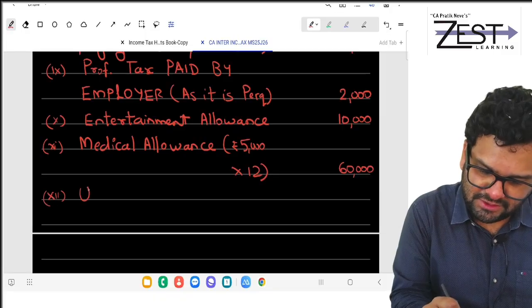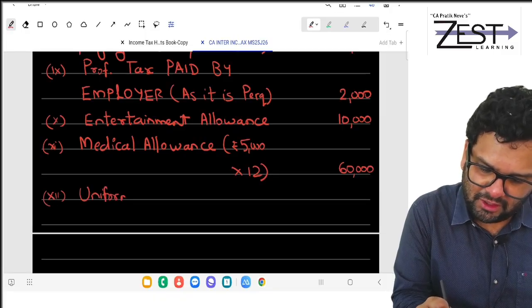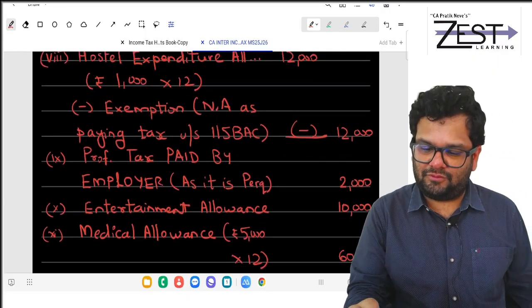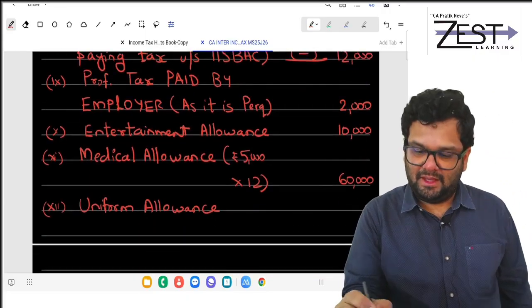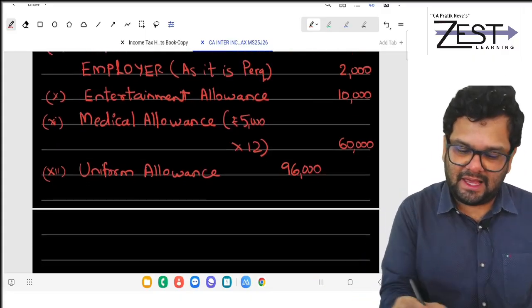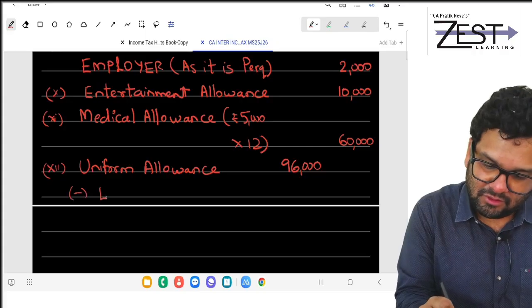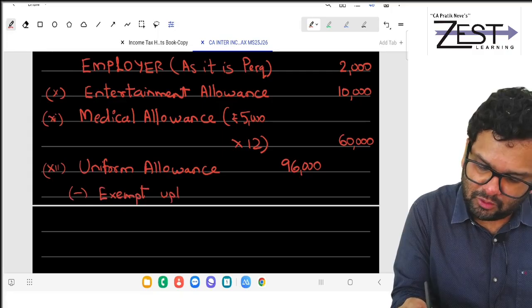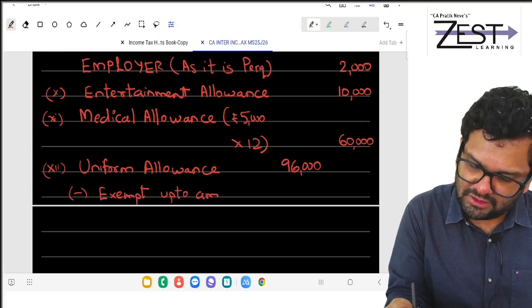Uniform allowance is duty based. How much uniform allowance is received? So 8,000 into 12, 96,000 you have received. Less exempt. Finally, you are getting some exemption. Exempt up to amount spent. What is the amount spent?